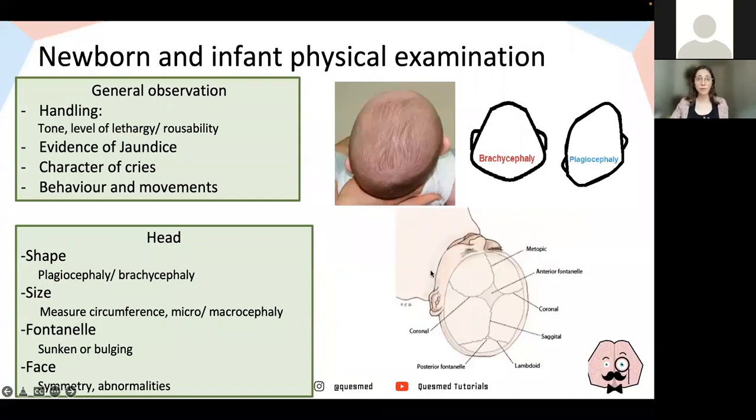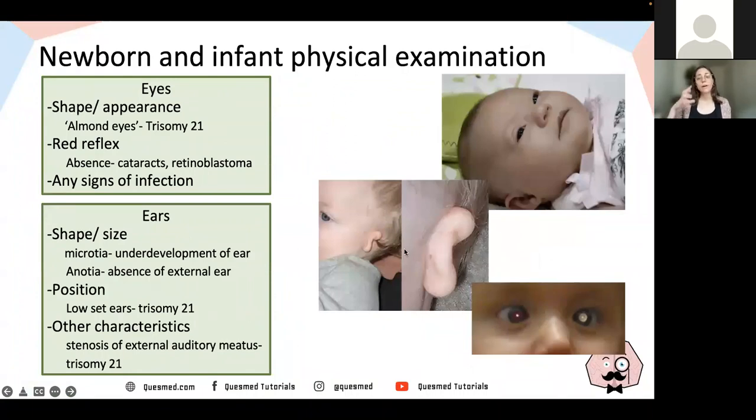Are there any abnormalities? Now, as part of the face, you spend a little bit more time looking at the eyes and the ears. So looking at the eyes, you check for any odd appearance to the eyes. Are they almond shaped, which might be a sign of trisomy 21? And the one thing that everyone always tells you to look for is the red reflex.